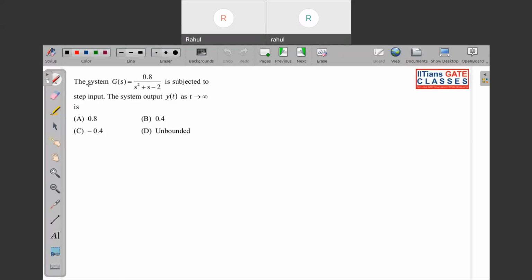So over here it is given the system G(s) is equal to 0.8 divided by (s square plus s minus 2), subjected to step input. The system output y(t) as t tends to infinity is. So G(s) is what? It is the system. So C(s) by R(s) is equal to 0.8 divided by (s square plus s minus 2). Okay. So R(s) is equal to what?